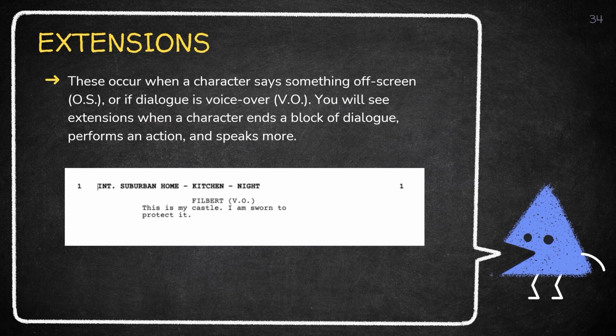So if you want your character, for example, to be talking to him or herself, then you should indicate that it's just a voiceover, so that the readers or the production team won't recognize it as something that needs to be filmed, but will recognize that it's just an extension, a voiceover.